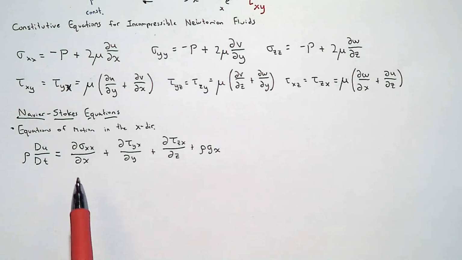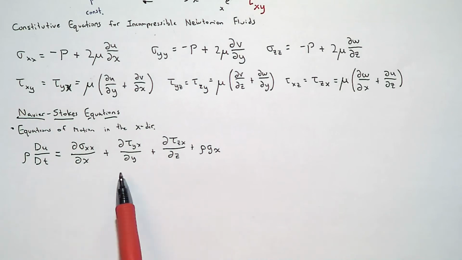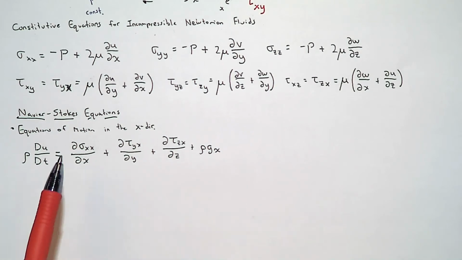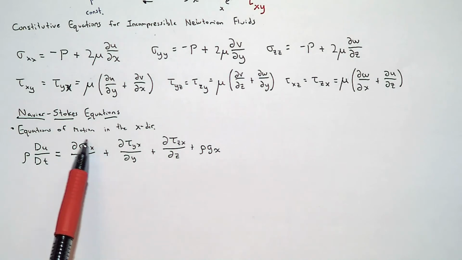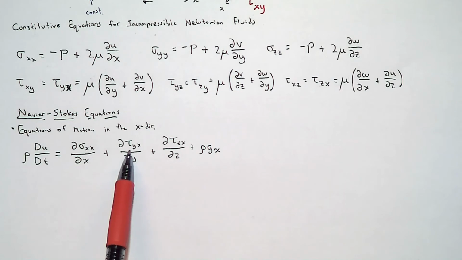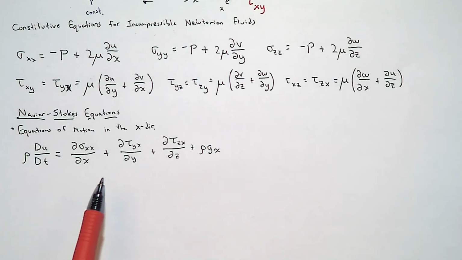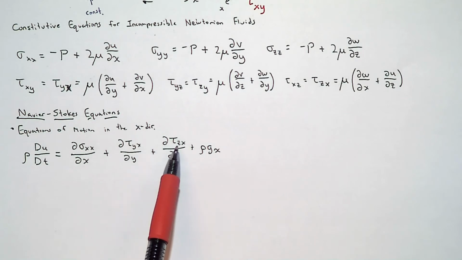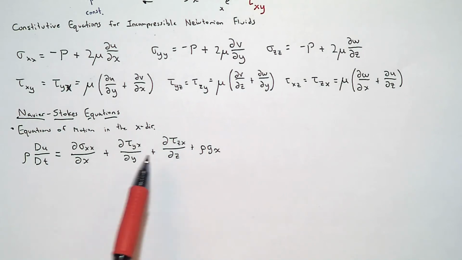And this is actually equal to the sum of forces in a fluid particle. So Newton's second law of motion, right? Sum of forces equals ma. And the sum of forces will include the difference in normal stress along the x direction, the difference in shear stress acting on the x direction along the y direction, the difference in shear stress acting along the x direction along the z direction, okay? And then we have our body forces.